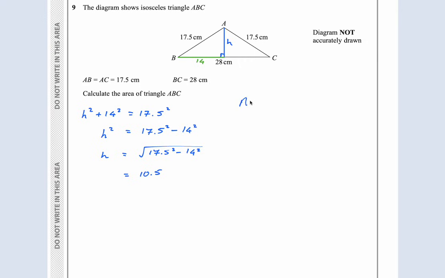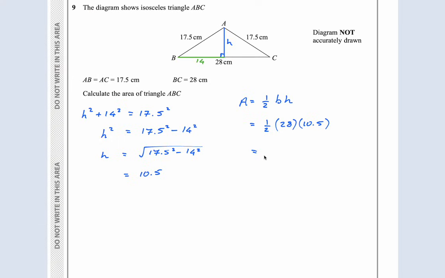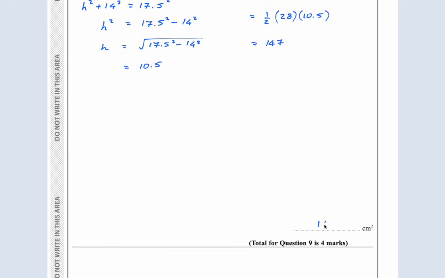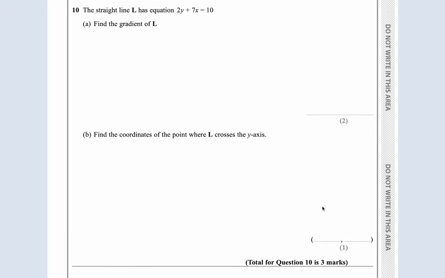So the area is just a half base times height, which is a half. The base is 28, and the height is now 10.5. And a half of 28 is 14, so it's just 14 times 10.5, which is 147 centimeters squared. Put it here. Okay, that's question 9.